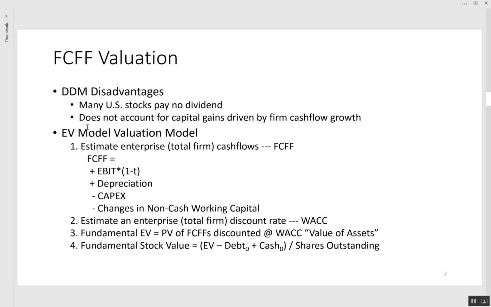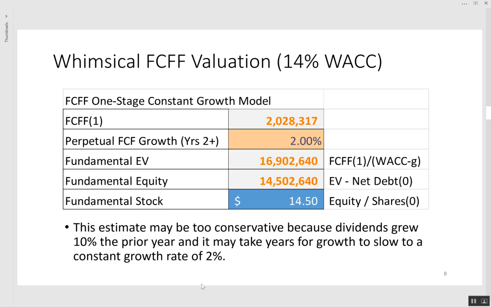So what we're going to do is use an enterprise value model to value the equity by focusing on cash flows and not dividends. Again, we're going to estimate the enterprise value by estimating free cash flows and computing the WACC. The fundamental enterprise value, the total value of the firm's assets, will be the present value of all those free cash flows discounted at WACC. Then the fundamental stock value is the enterprise value minus net debt. If I divide by the number of shares outstanding today, that gives me the fundamental stock price.